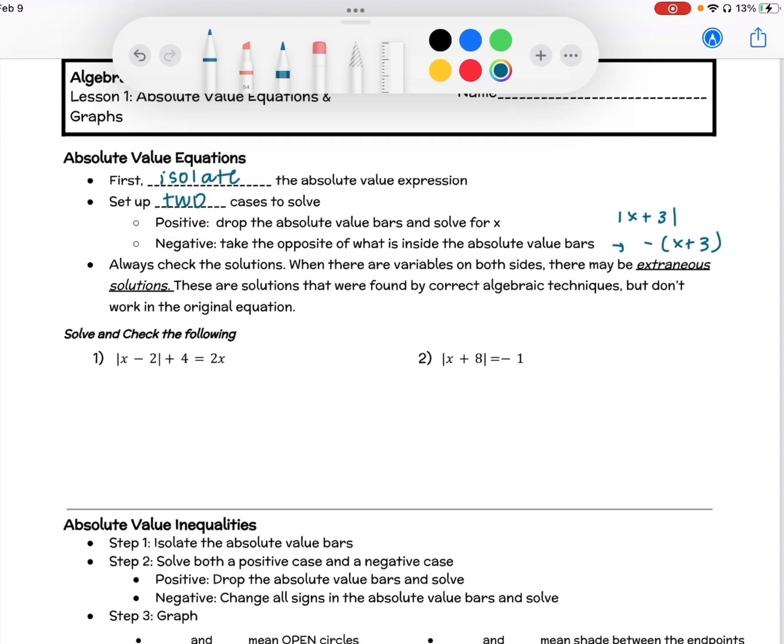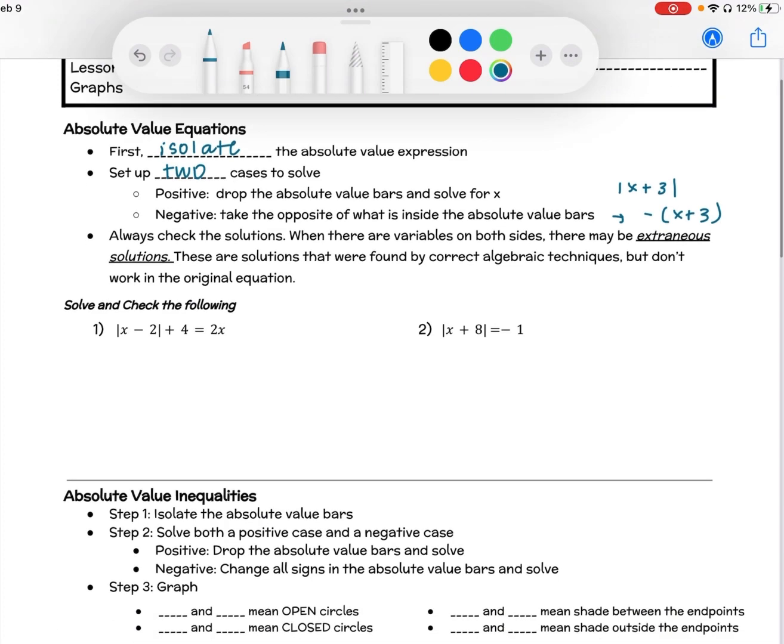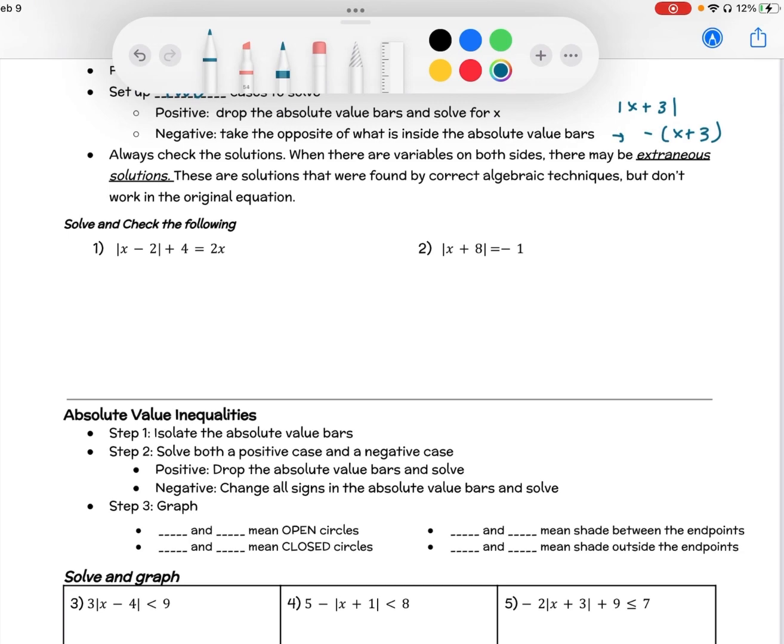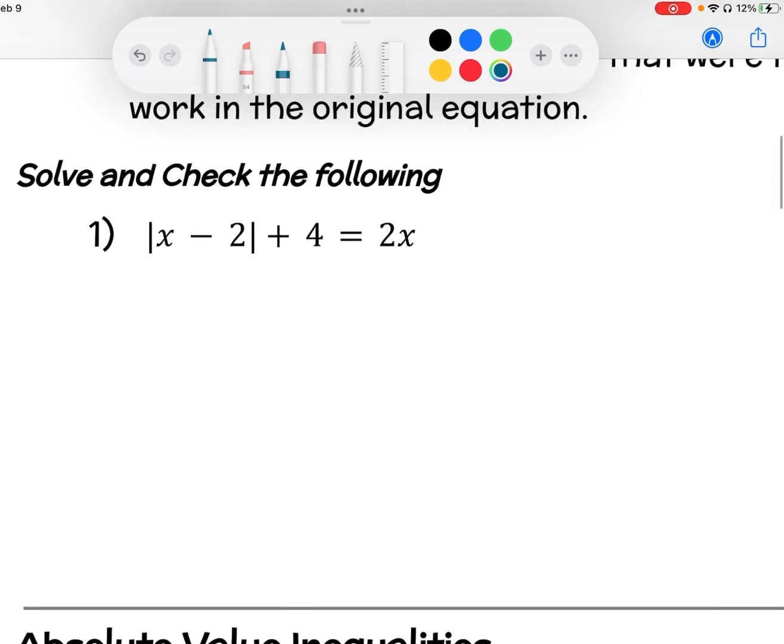So we always have to check our solutions to make sure they work, specifically when there are variables on both sides. If there's an x outside of the absolute value bars, then there's probably a chance that you're going to have an extraneous solution. Remember, an extraneous solution is when you find a solution, you did everything correctly, but it just doesn't work in the original equation. All right, so let's go ahead and start with number 1. First off, I want to point out that we have this x on the outside. So we need to check for extraneous solutions.